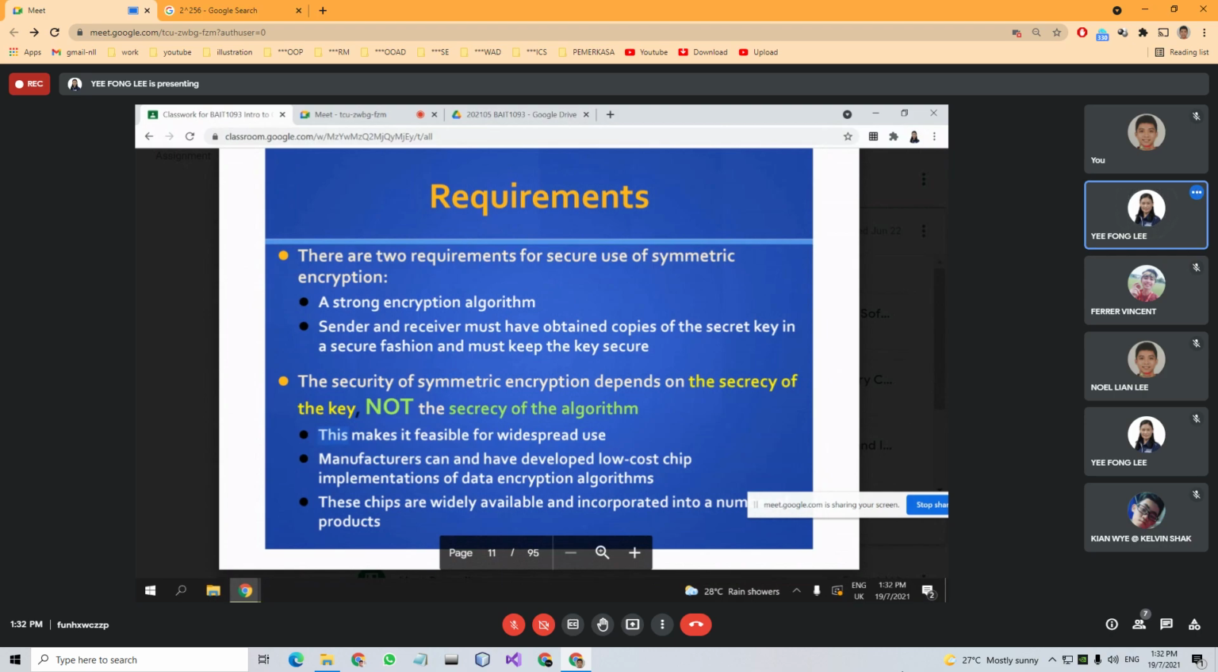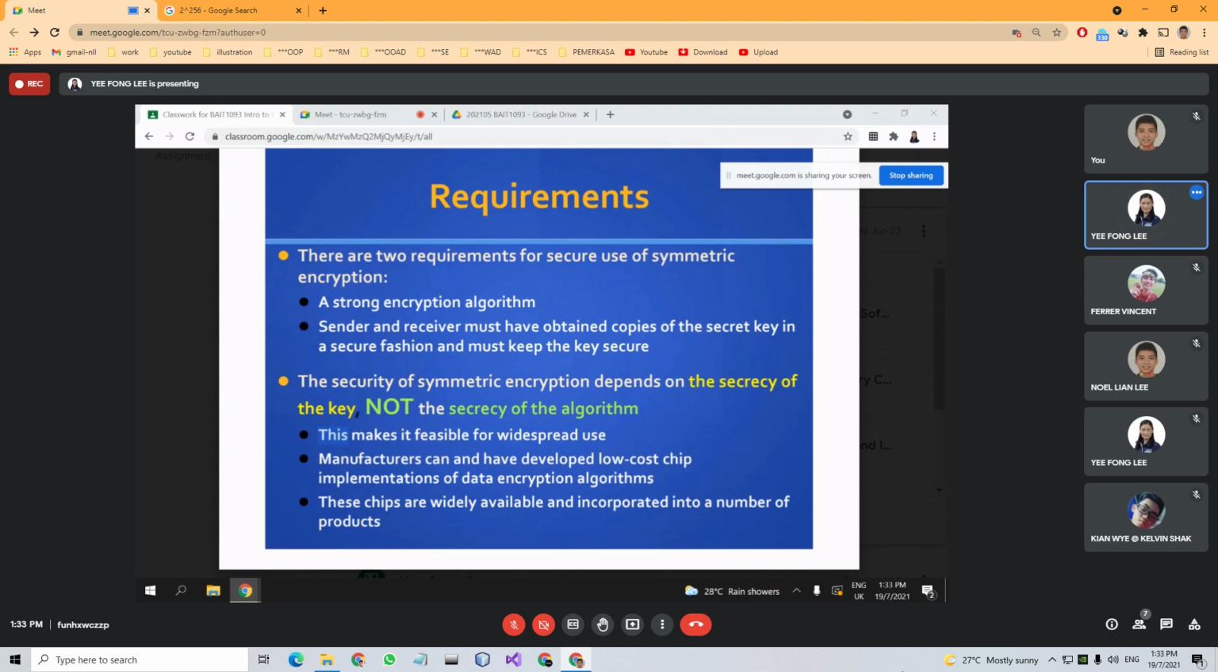Okay, we look at the second bullet here. This makes it feasible for widespread use. Manufacturers have developed low-cost chip implementations with encryption algorithms. The chips are widely available and incorporated into a number of products. When you look at the one that I highlighted, if you have a highlighter, please do highlight it as well. The secrecy of the key, not the secrecy of the algorithm.